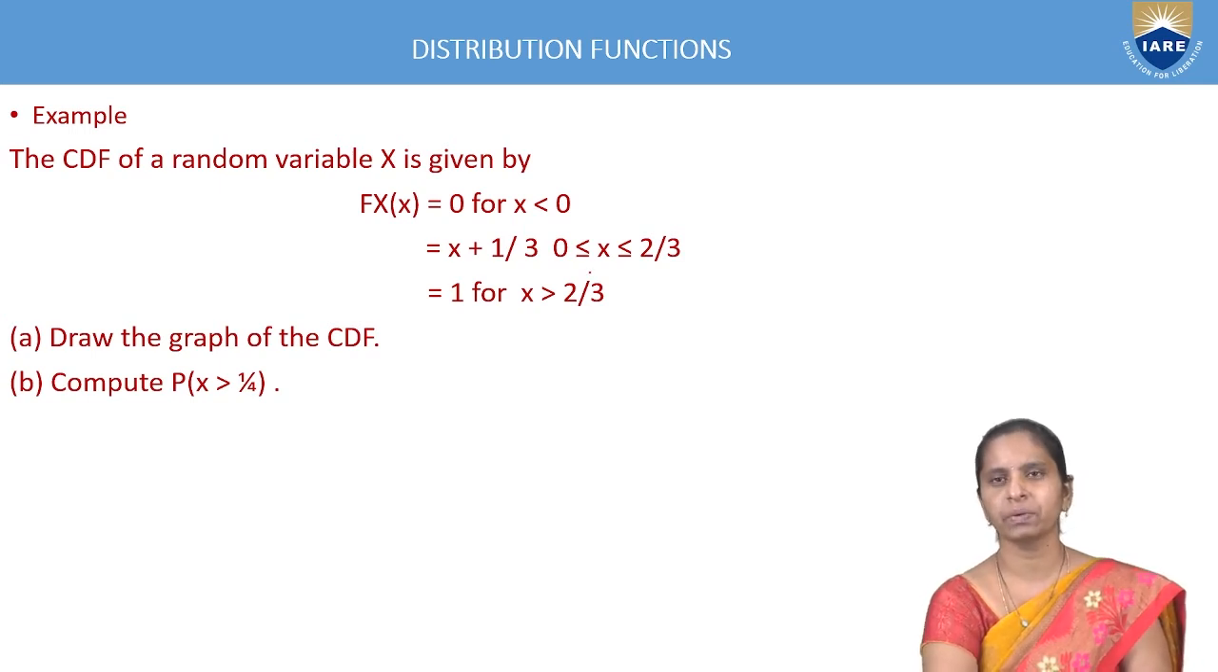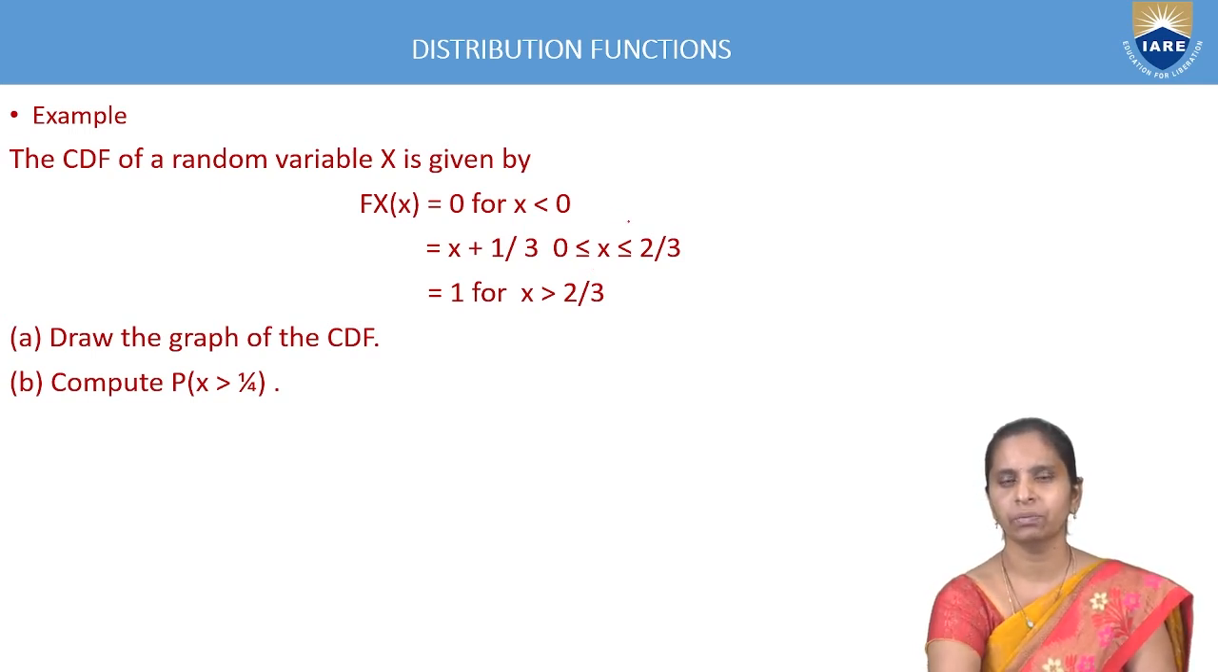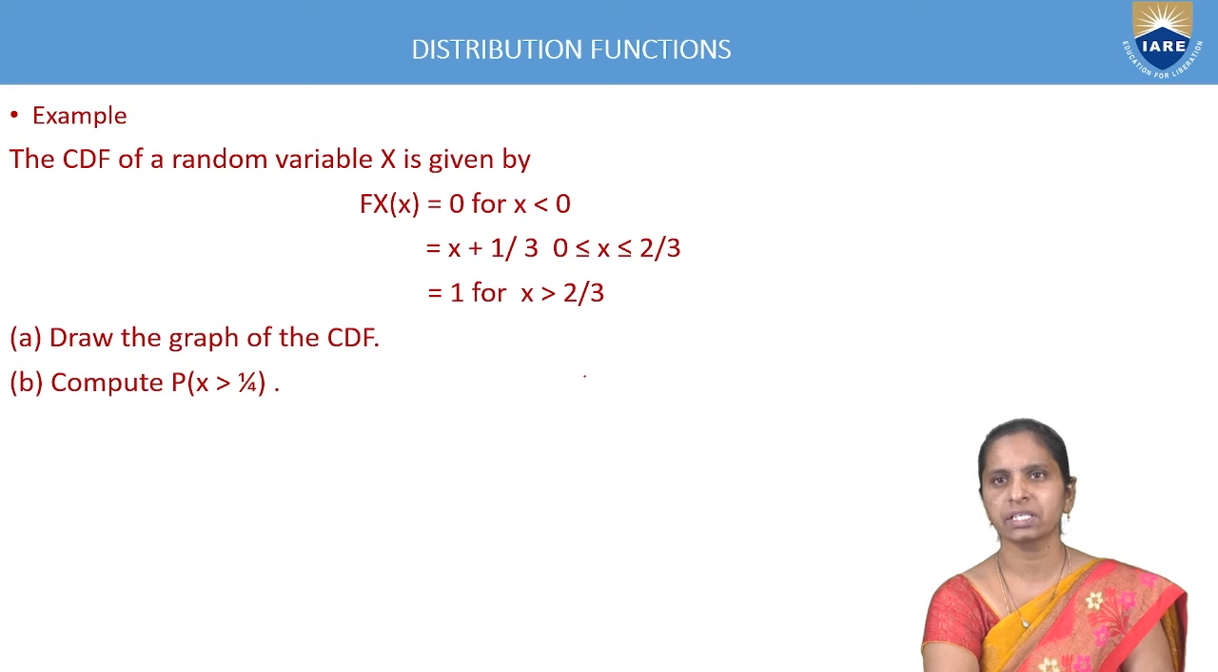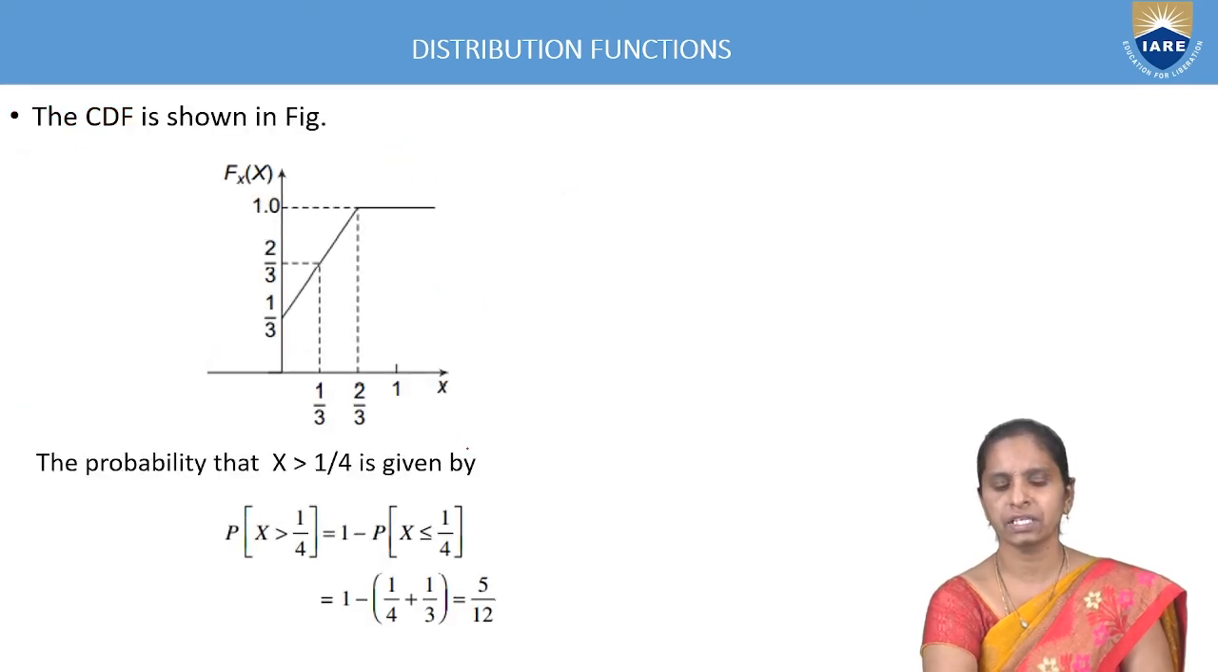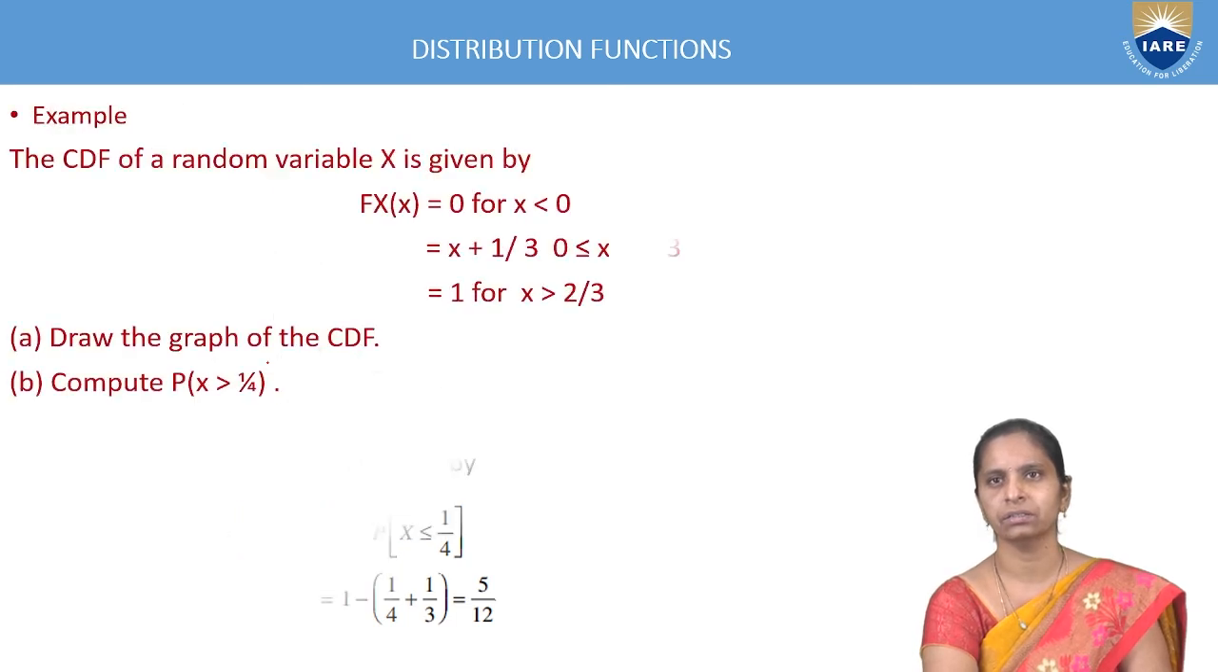Now, Fx of x is given as 0 when x is less than 0. When x is from 0 to 2 by 3, the value is x plus 1 by 3. And when x is greater than 2 by 3, the value is 1. This is the distribution function they have defined. Now you have to plot this. When x is less than 0, what is my distribution function? 0.